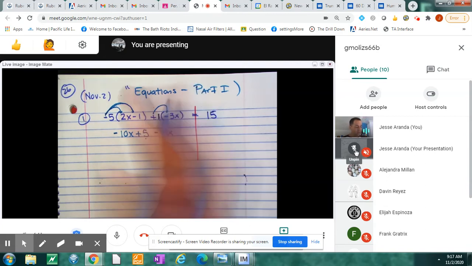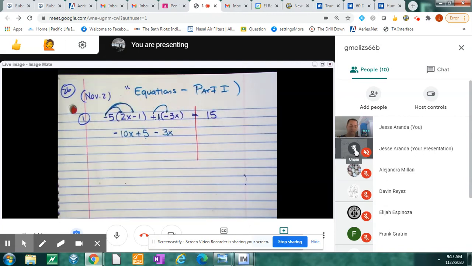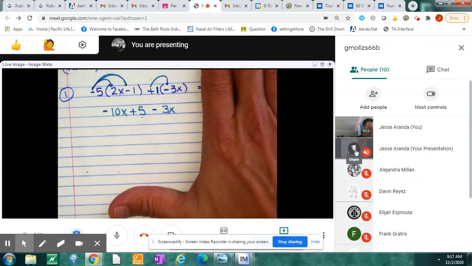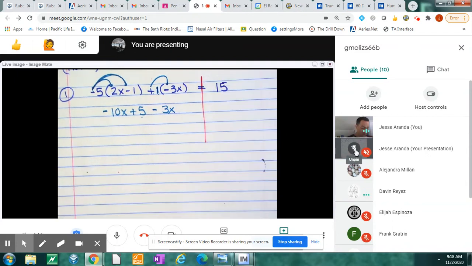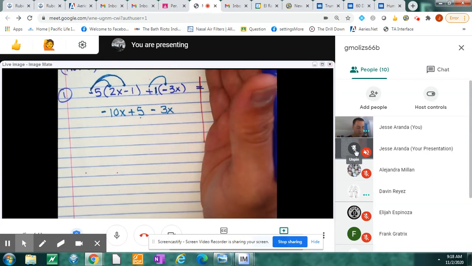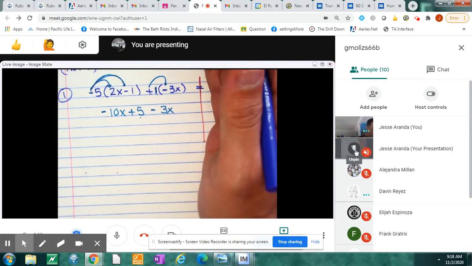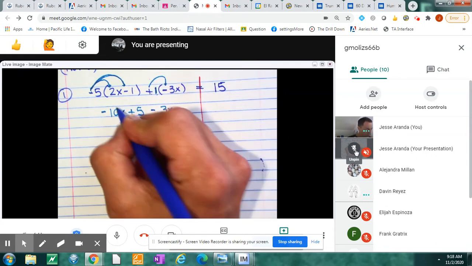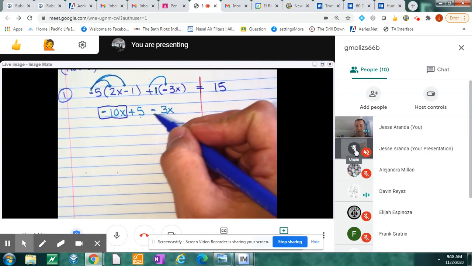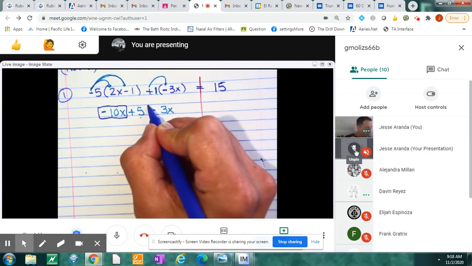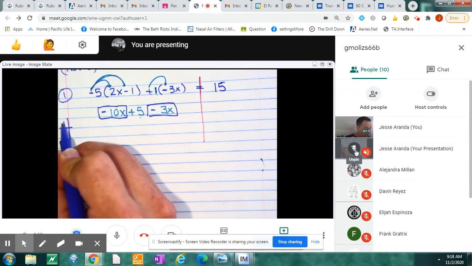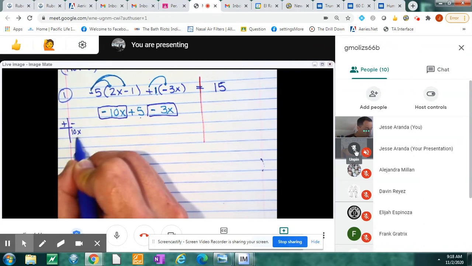All right, stay on this side. Now what can I do, Davin? What can I do on this side? Well, the left side. Add negative 10x with what? We've been doing that for 5 weeks. Come on, guys. With negative 3x, so I'm going to go ahead and do the t-chart. Go ahead and do the t-chart, guys.